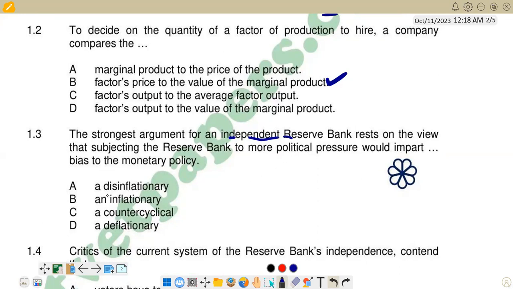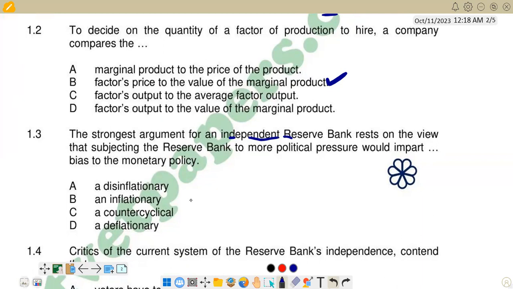Basically, if you look at the responses that we have, we've got a disinflationary bias. When we have a disinflationary bias, we are going to have an increase in the general level of prices in the economy, but they will be increasing at a slower rate. That's disinflationary bias. Then inflationary, we have an increase in prices, but increasing at a faster rate or a quicker rate. That's an inflationary bias.